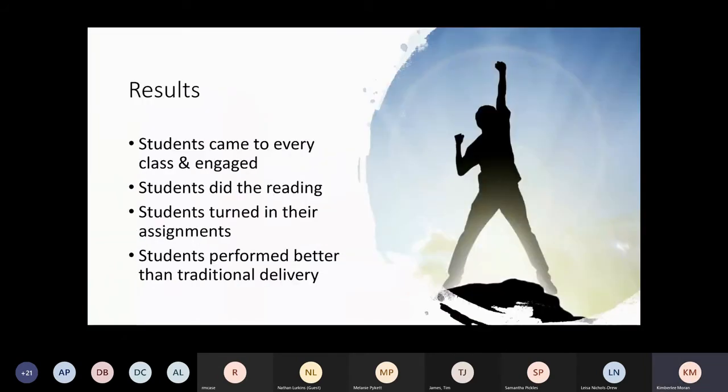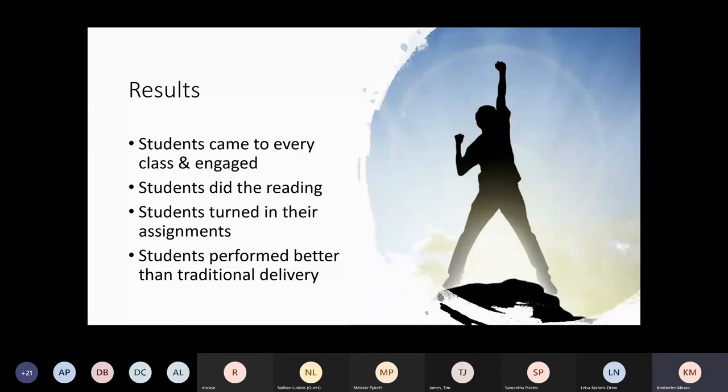And really, the results spoke for themselves. I was almost dumbfounded by just the positive results that I experienced from instituting what I had been taught as best practice for remote instruction. So the first amazing thing was that my students came to every class. That never happens in, quote unquote, the real world of in-person instruction. I always have students that just come and go or disappear.